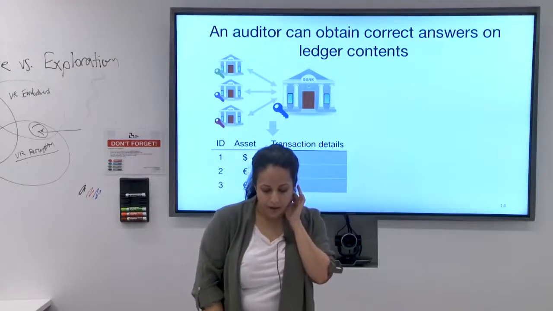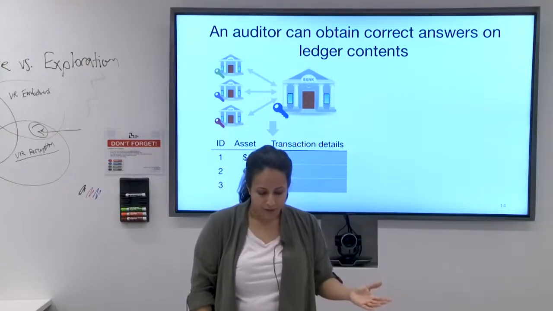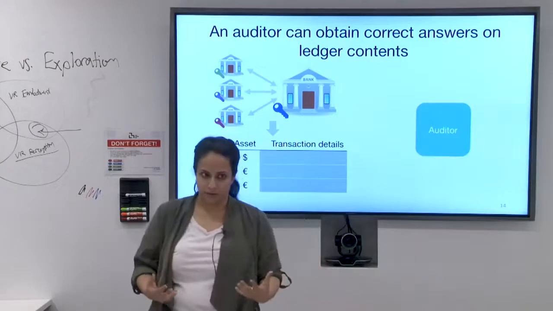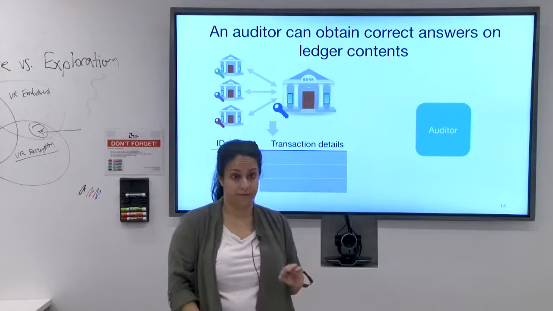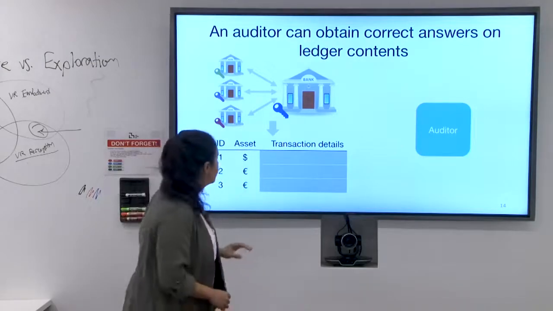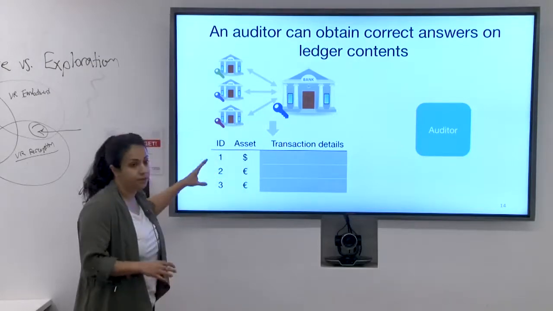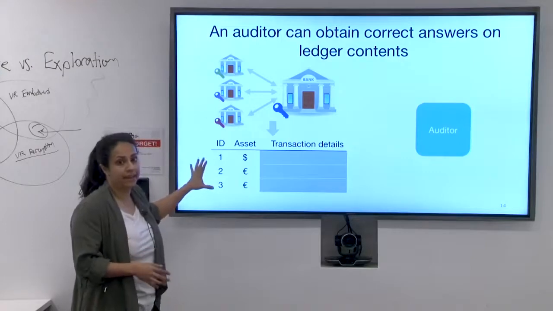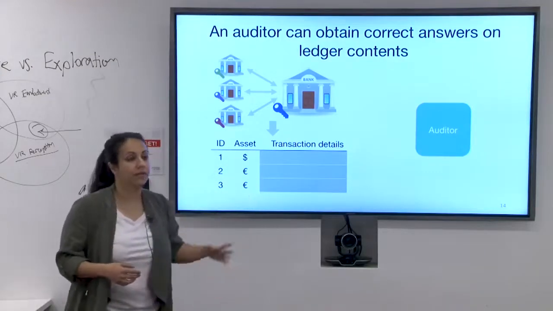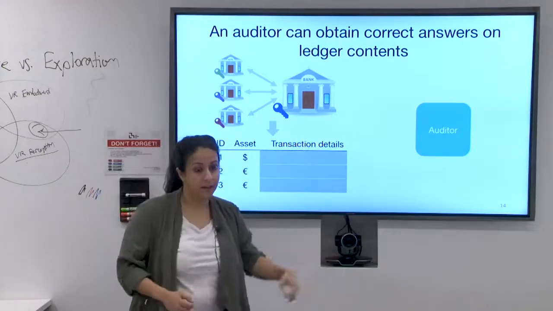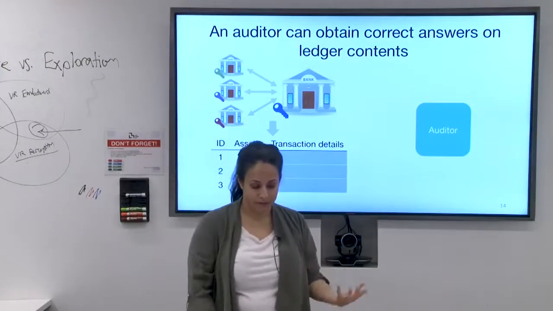An auditor, a third-party auditor, can obtain correct answers to questions based on ledger contents. So note that auditing is interactive. It's not the case that someone can just take this ledger and compute things over it. They can't do that. There's not enough information here to reveal the answers to queries. The auditor has to actually talk to the participants in the ledger.